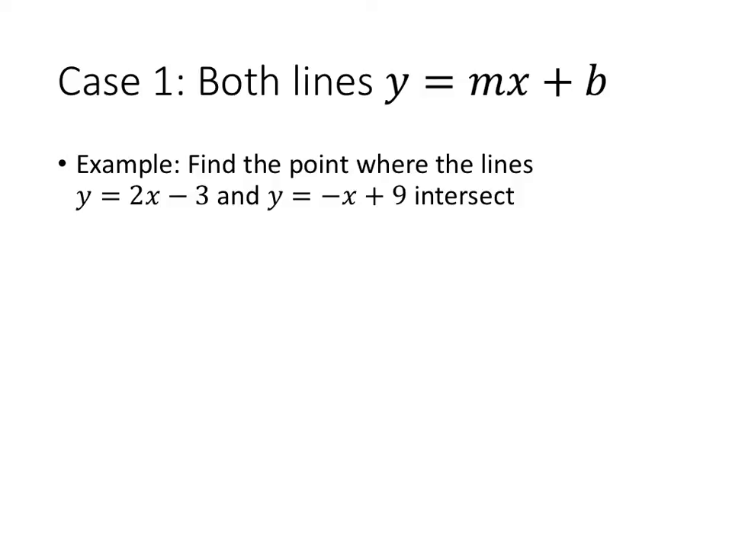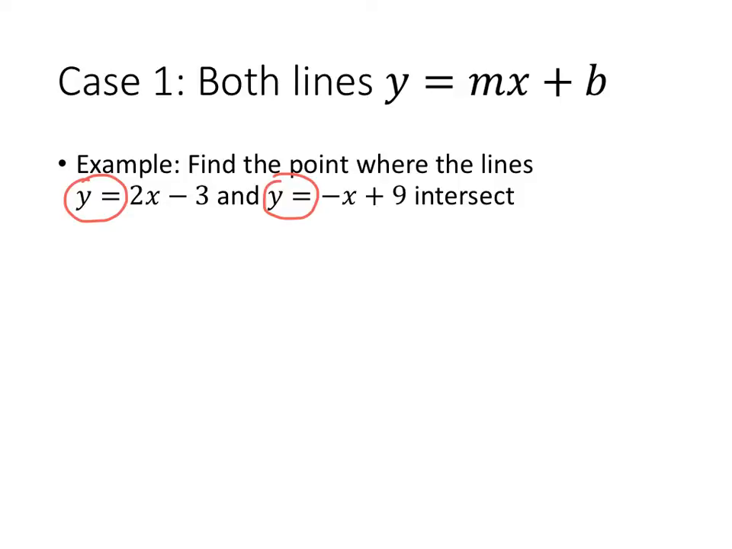One relatively simple case is when both lines are in the form y equals mx plus b. So let's work through an example. We have the lines y equals 2x minus 3 and y equals negative x plus 9, and we want to know the point where they intersect. Notice that both of my equations have y equals, so y equals 2x minus 3 and y equals negative x plus 9.